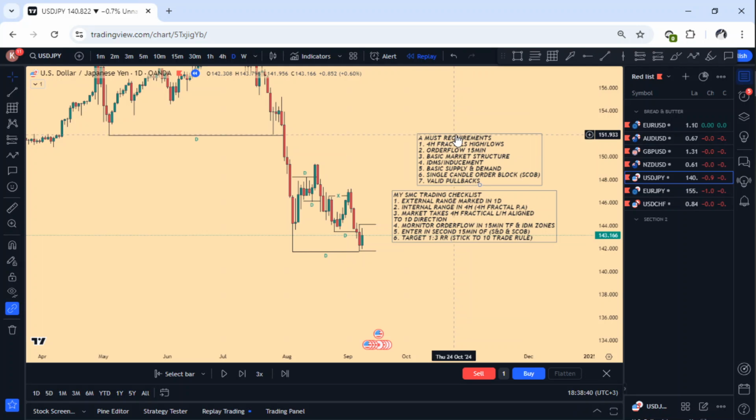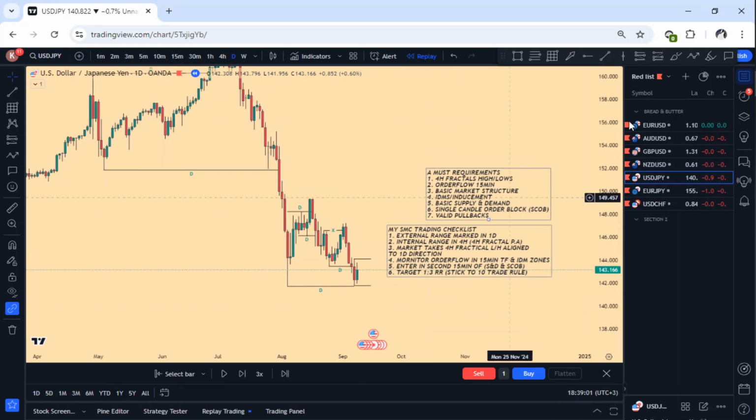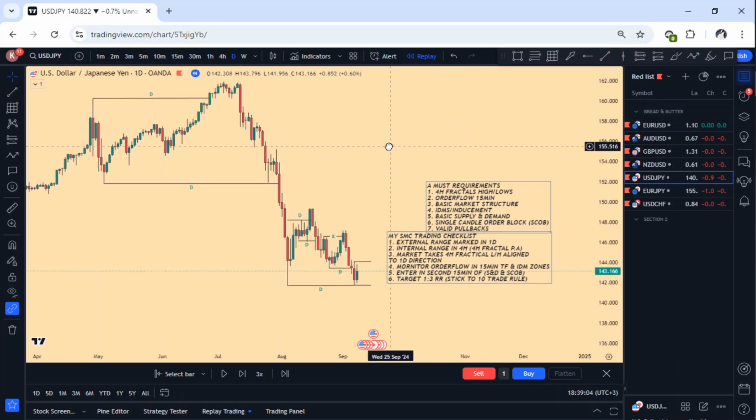If you want to trade this strategy, it is an SMC strategy, and therefore you must know the practicalities of the market. You must know order flow, market structure, inducement, basic supply and demand, scope, and then valid pullbacks. I simplified this trading strategy into the following for entry purposes. Now this is a trade that we really monitored.